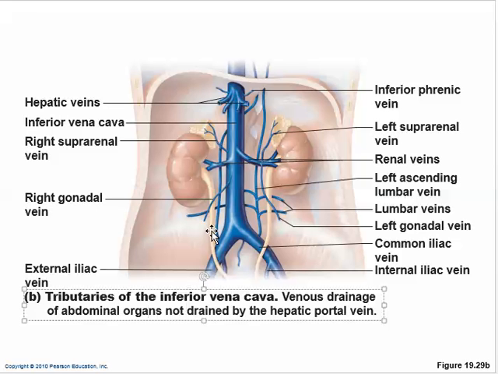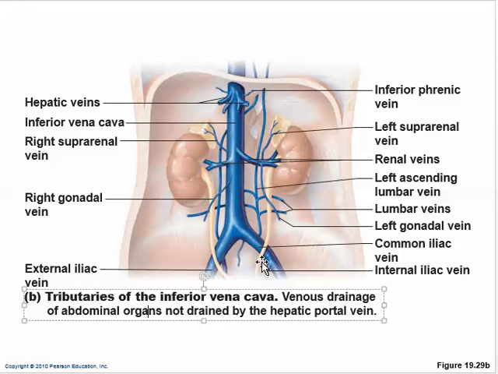On the left side, however, the suprarenal and the gonadal drain into the renal, and that's because all these veins have to get over to the right side of the spine, and they're low pressure, so there could be blockages. So it's way better just to bring the blood all into one spot and bring it across the spine all together in the one left renal vein.